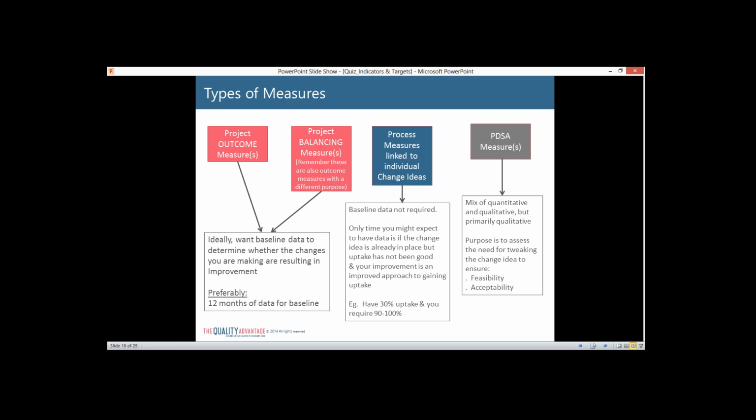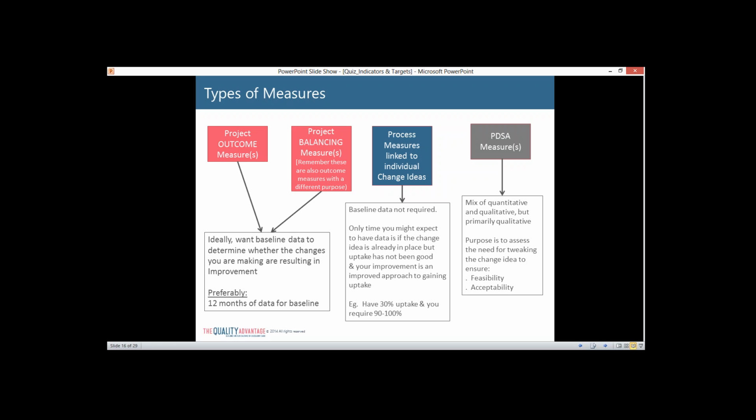So for example, if the idea was already in place, but there was only 30% uptake in terms of number of staff and or the number of clients being served, and we want to get most processes implemented to 90 to 100%, your goal might be to move it from 30 to 90 or 100%.